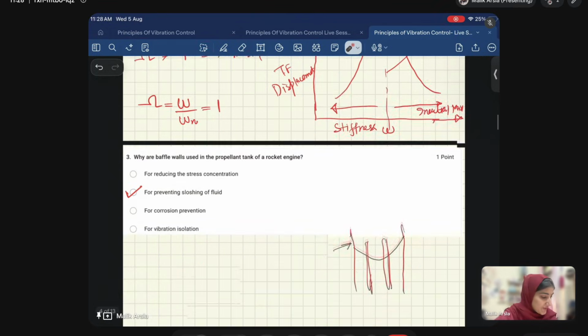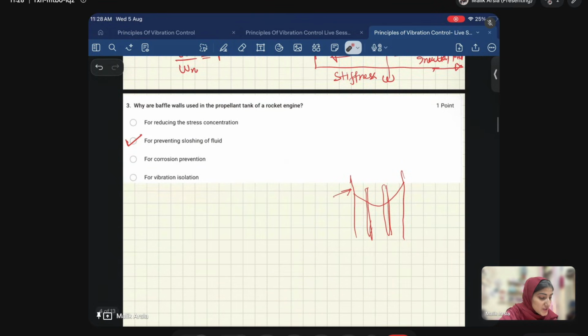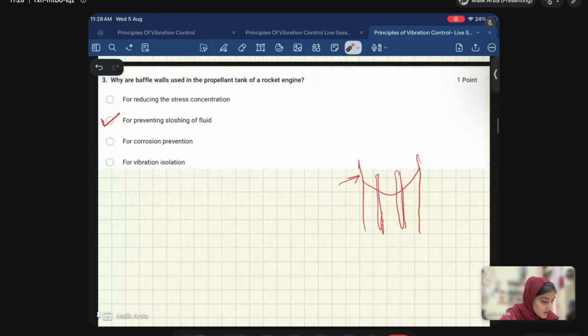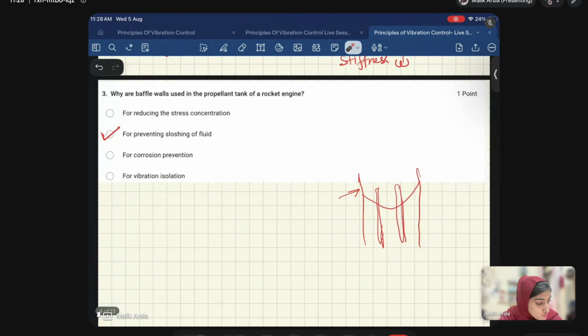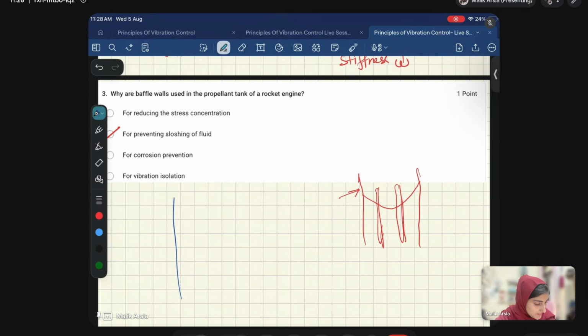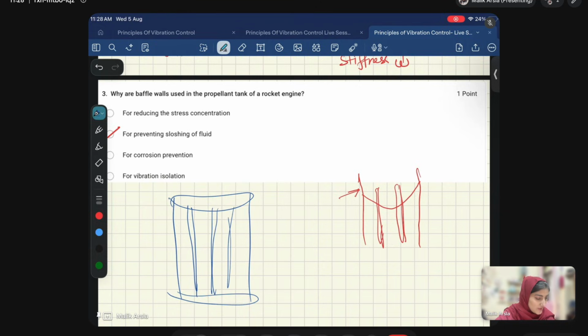Now moving to the next question. It has been asked: why are baffle walls used in the propellant tank of a rocket engine? So as you can see here, we have the propellant tank, which basically stores the fuel like this, and inside this we create baffle walls. Basically these are metallic strips inside the propellant tank. So why are they used?